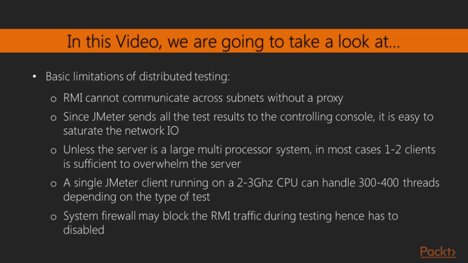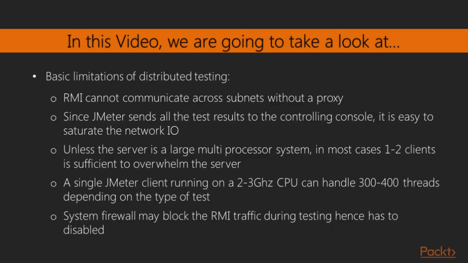There are some basic limitations for distributed testing, which are: number 1, RMI cannot communicate across subnets without a proxy. Therefore, neither can JMeter run without a proxy. Number 2, since JMeter sends all the test results to the controlling console, it is easy to saturate the network I/O. Hence, it is a good idea to use the simple data writer listener to save the results and then view the file later with one of the graph listeners.